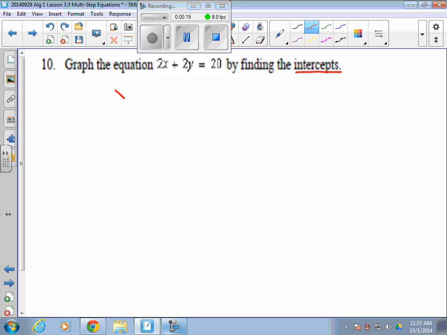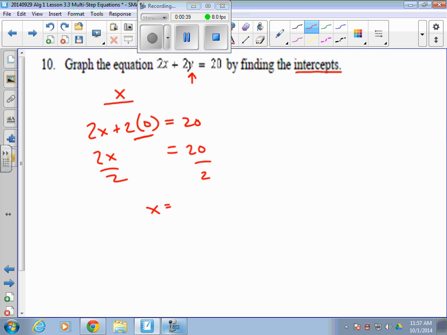So if you're looking for the x-intercept, you plug in 0 in place of y. So 2x plus 2 times now 0 equals 20. When you simplify this, you have 2x. Anything times 0 is plus 0, so that cancels it out, equals 20. When you divide by 2 on both sides, the x-intercept is 10.